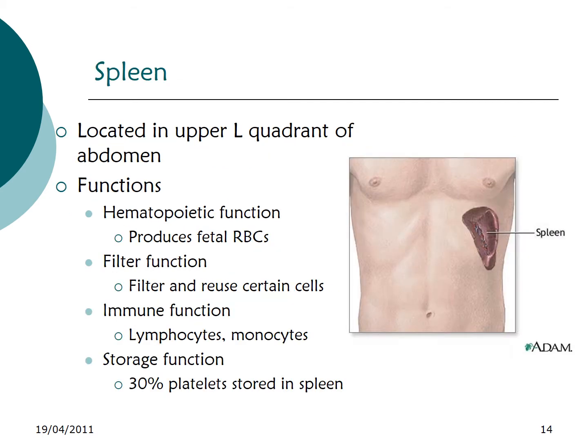The spleen is located in the upper left quadrant of the abdomen. So it too has functions in the hematologic area. It produces fetal red cells. It filters and reuses certain cells. It has lymphocytes and monocytes, and also stores 30% of platelets.